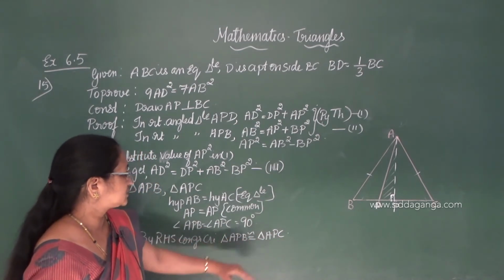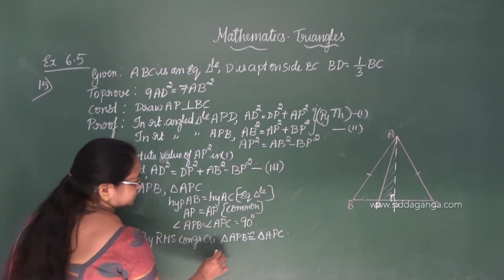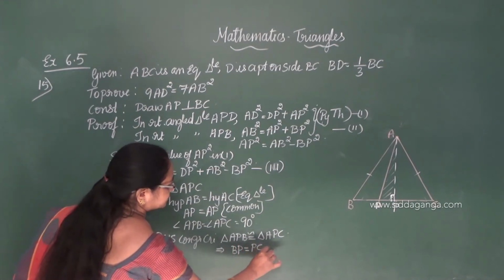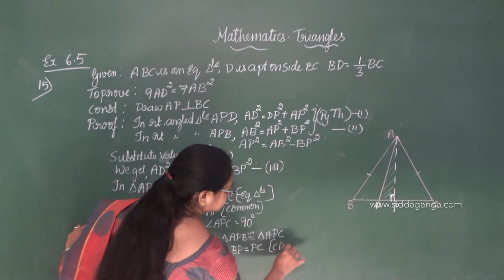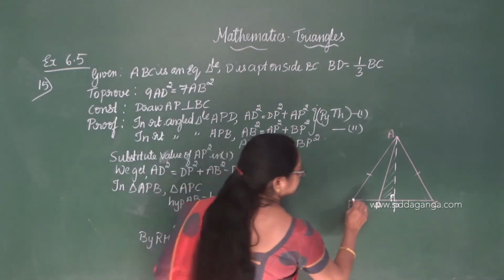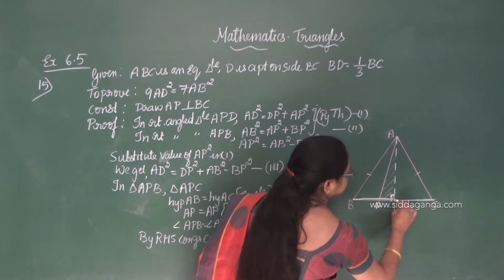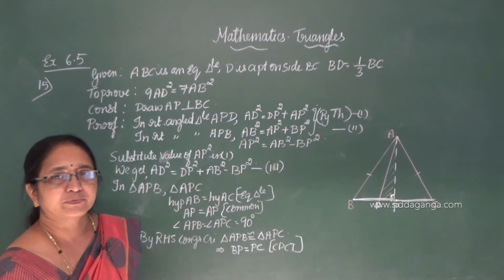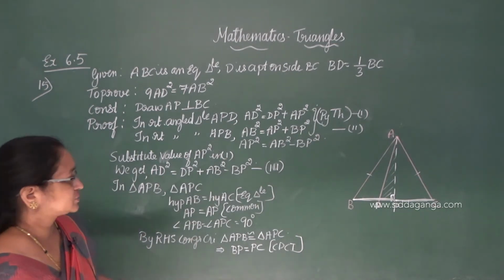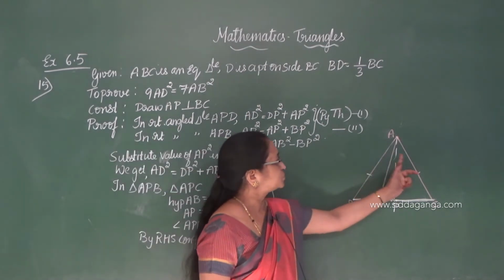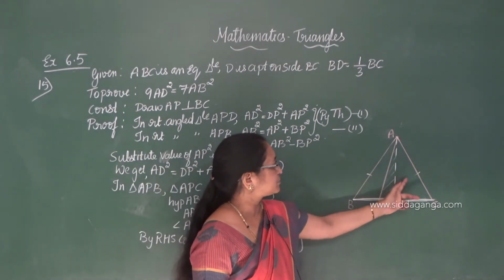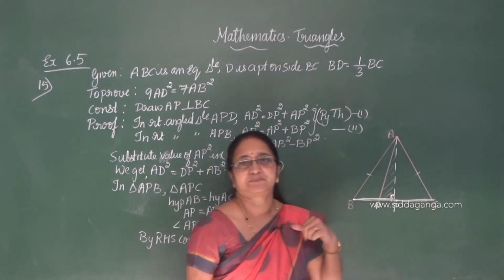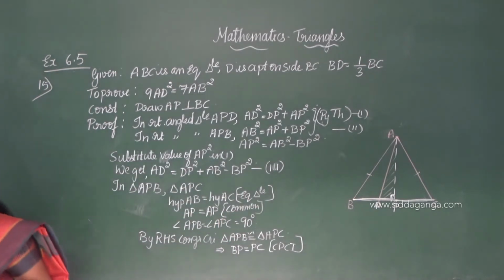Now from this, BP is equal to PC by CPCT. I wanted to prove that BP is equal to PC. I hope it is clear now. For that, I took two triangles and proved that they are congruent by RHS criteria. Then I got BP is equal to PC. Now I am going to substitute that in the equation.